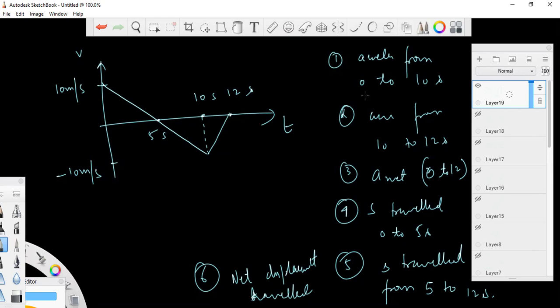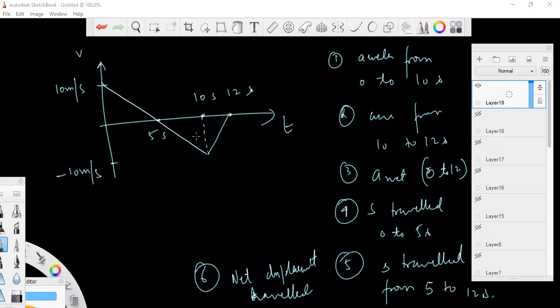I'll do the first 3 parts first, then we will do the next parts. The question is asking you the acceleration from 0 to 10. If you look at this, this is a straight continuous line. So that means the velocity is decreasing at a constant rate from 0 to 10. Is that very clear to you? Yes, sir. Velocity is decreasing, right?